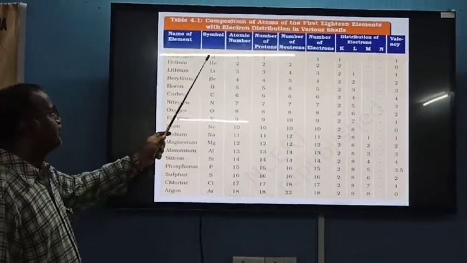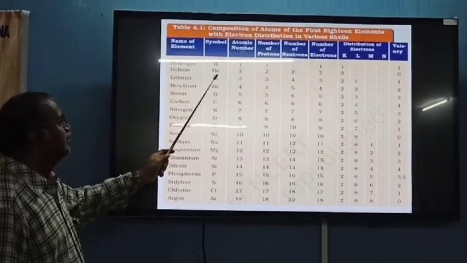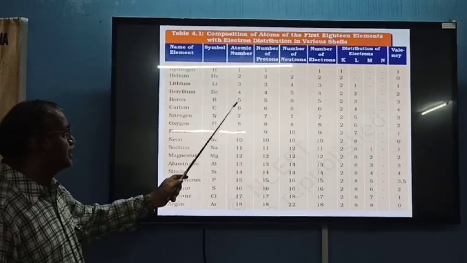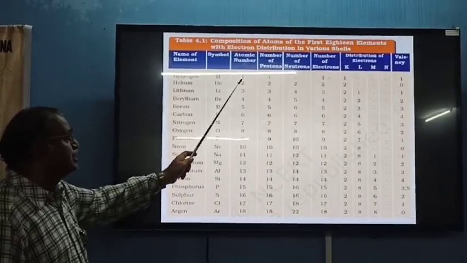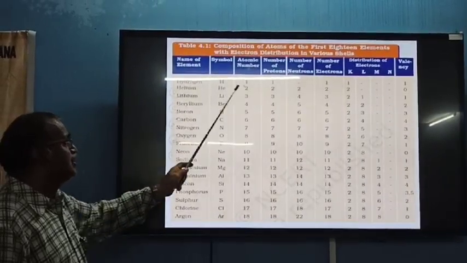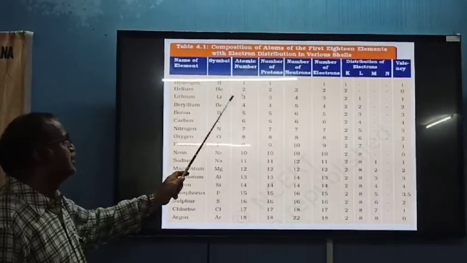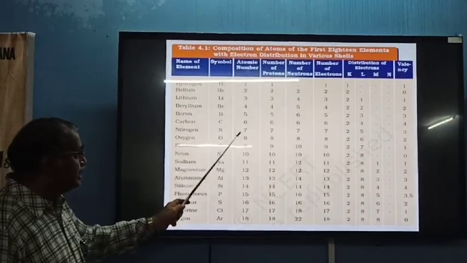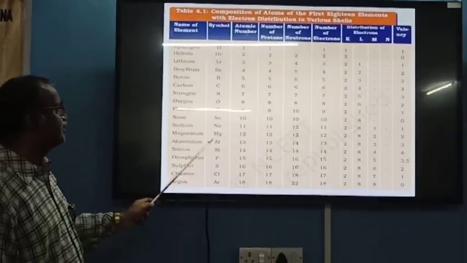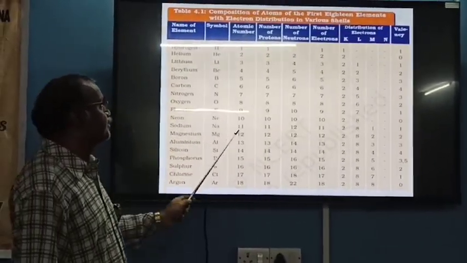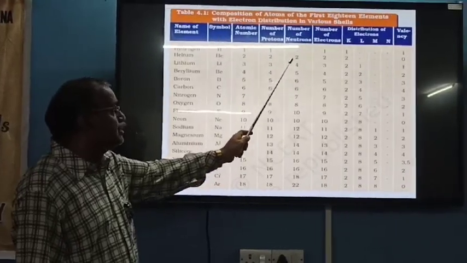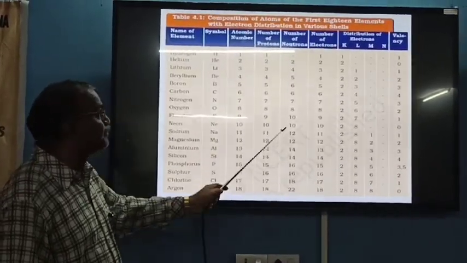See, hydrogen, helium, lithium. Atomic number means number of protons. How many protons are there? That is fixed. If protons change, the element also will change. 1 proton, hydrogen. 2 protons, helium. 3 protons, lithium. These are the symbols you have studied already in the previous class. So symbols and atomic number equal protons. And neutrons may vary, depending on the atoms.